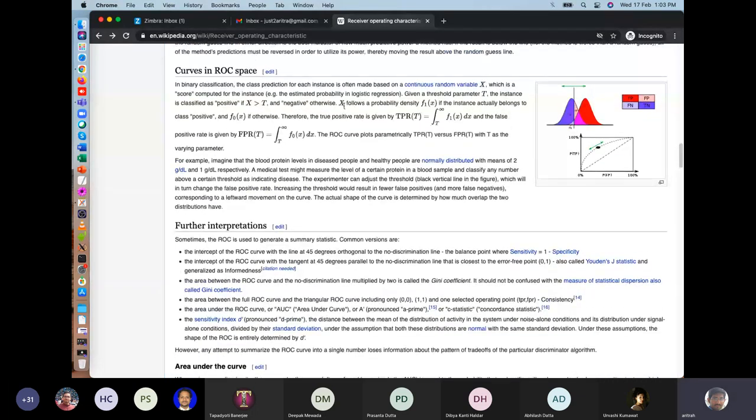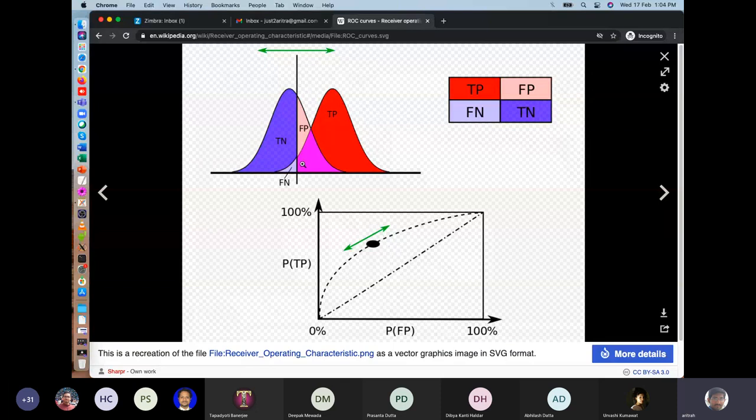The definition says that this is a probability density where f1(x) belongs to the instances whose class is positive and f0(x) to the negative. So f1(x) is the right side Gaussian and f0(x) is the left side Gaussian. Your true positive rate is basically the area under f1(x), and the false positive rate is the area under the f0(x) curve. And your predicted class boundary is this line. The right side is plus and the left side is minus.